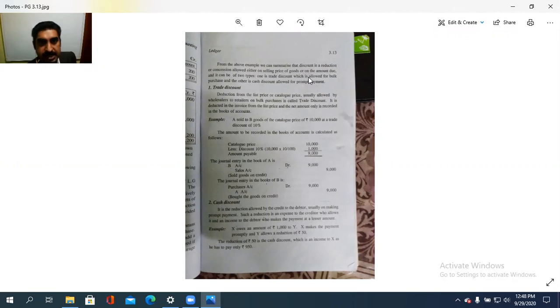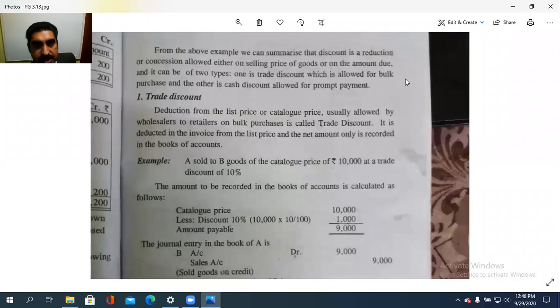So from the above example, we can summarize that discount is a reduction or concession allowed either on the selling price of goods or on the amount due, and it can be of two types. One is a trade discount and another one is a cash discount. So what is a trade discount and what is a cash discount? Trade discount is a deduction from the list price or the catalog price, usually allowed by the wholesalers to the retailers on bulk purchase.